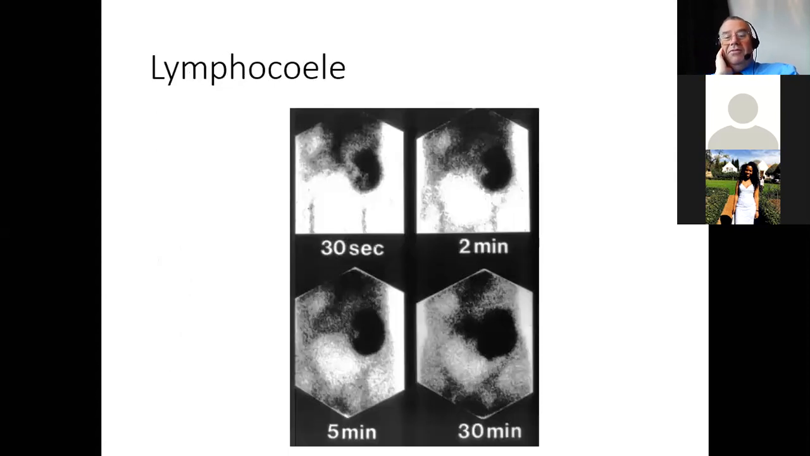You can sometimes see lymphoceles. So here we've got images over time. There's a transplant. This is a rather old study. You can see the transplant here, and this photopenic area is not the bladder. This is a lymphocele that's developed next to the transplant, and that needs to be drained.